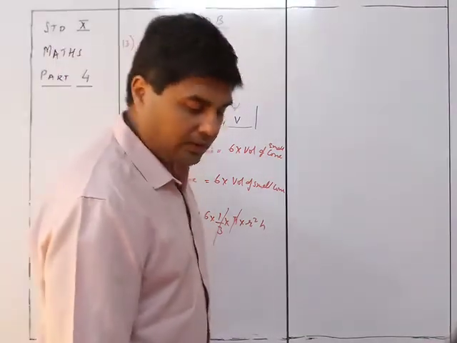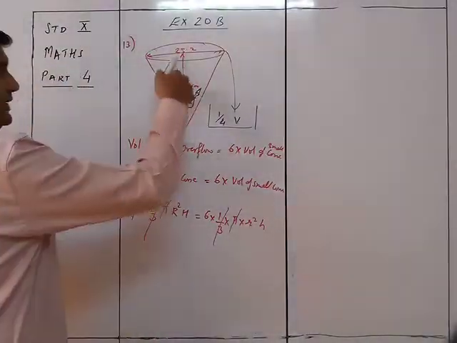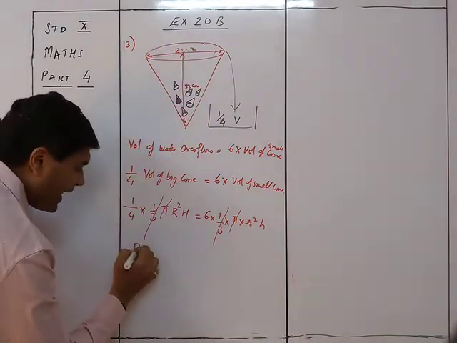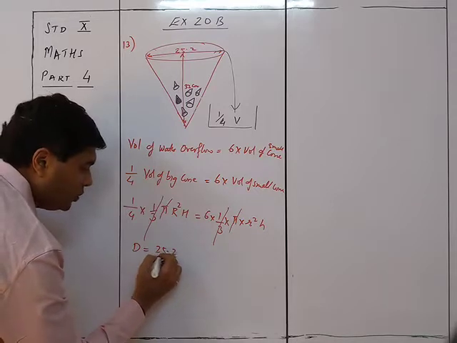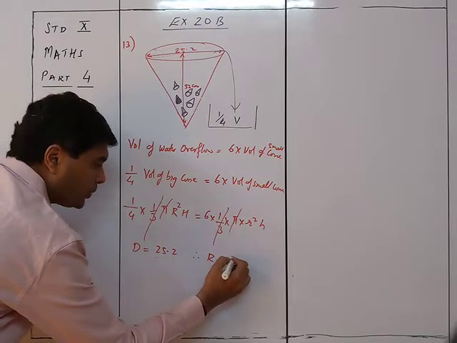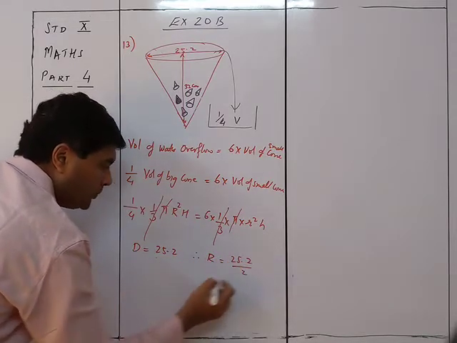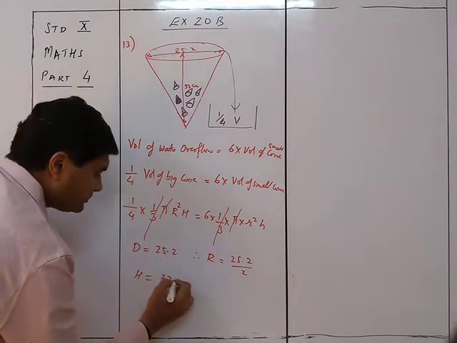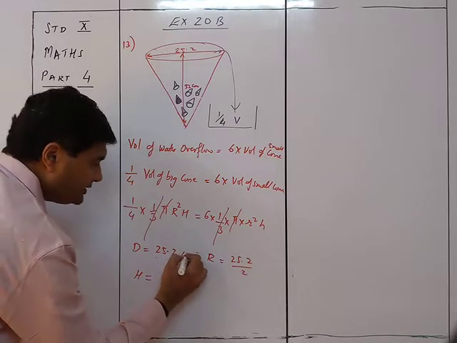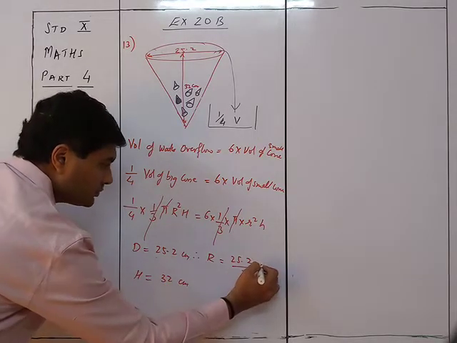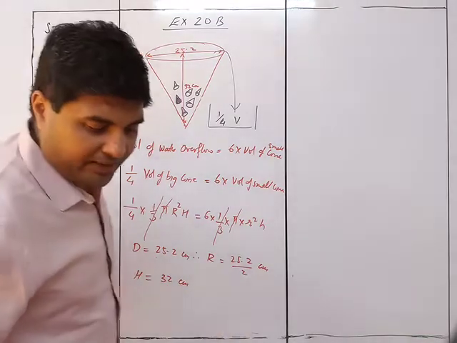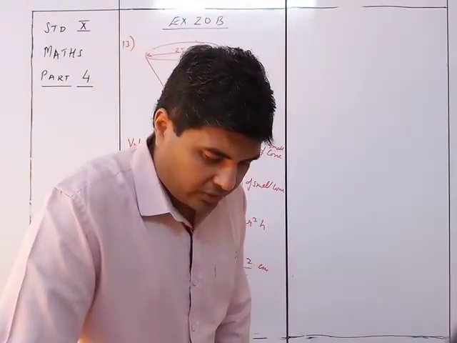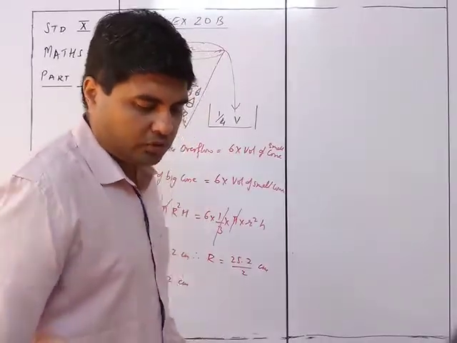It is given over here that the r is going to be how much? That will be 25.2 upon 2. So over here diameter is equal to 25.2. Therefore r is equal to 25.2 upon 2, and h is given as 32 centimeters. Okay, 32 centimeters. And what they are given? 6 equal cones. So as a result, what is the volume of each cone?